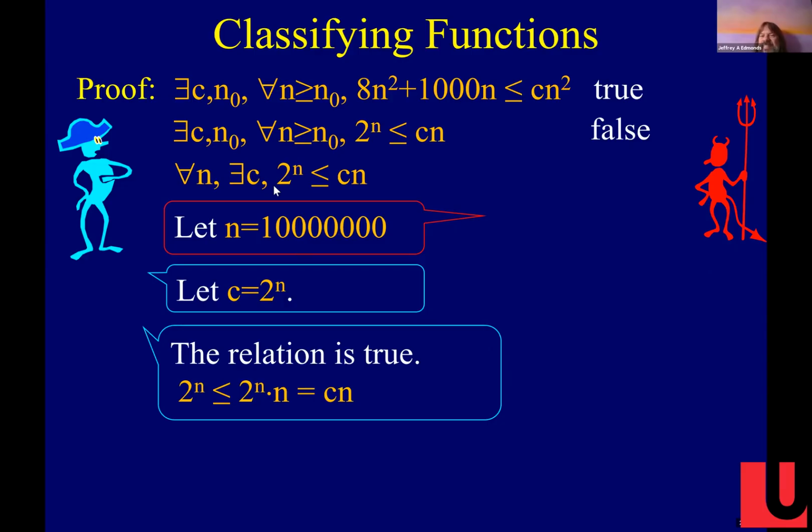My c can't depend on my n. I need to come up with one c that works for every n. I can't have my c grow with my n. It goes back to what I've been saying a billion times: I want one c that works for every n. Here I'm saying for every n there's a c, so my c is a function of n. If c equals 2 to the n, then this sentence is true. Why? Because 2 to the n is less than or equal to 2 to the n times n.